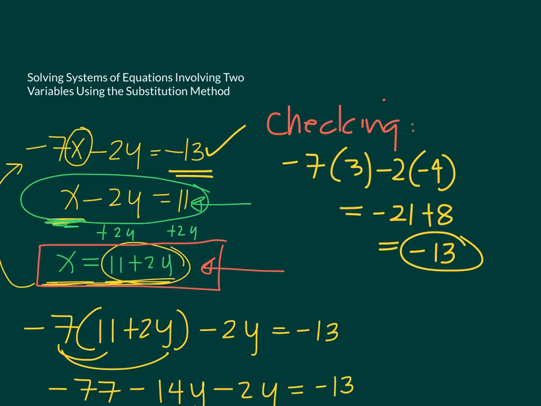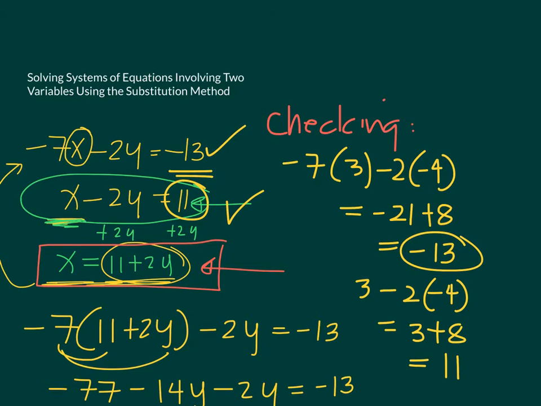But for the second equation, we have x minus 2y. So that's 3 minus 2 times negative 4. We are expecting the value to be 11. And when we check, we have 3 minus 2 times negative 4, which means plus 8. 3 plus 8 is equal to 11. So indeed, the values of x and y are correct. Okay, so that's an optional step for you to be confident of your answers. You may want to check it by substituting the values in the original equations.